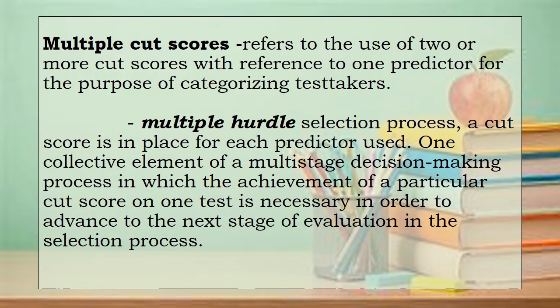Multiple cut scores refers to the use of two or more cut scores with reference to one predictor for the purpose of categorizing test takers. In a multiple hurdle selection process, a cut score is in place for each predictor used. It is a collective element of a multi-stage decision-making process in which achievement of a particular cut score on one test is necessary in order to advance to the next stage of evaluation in the selection process.